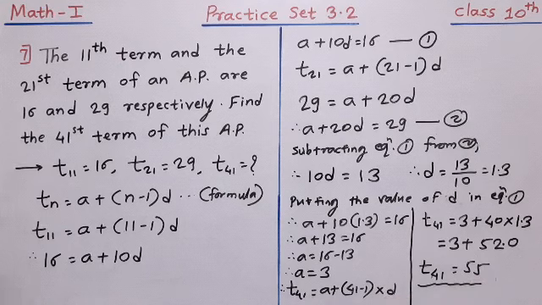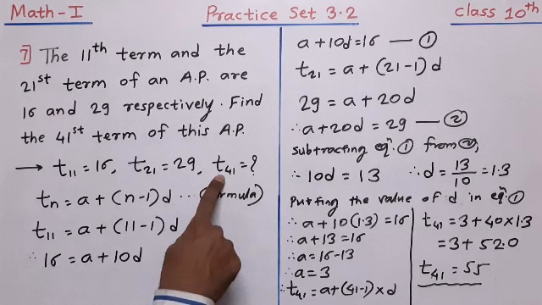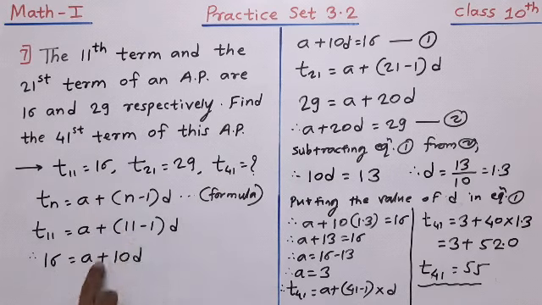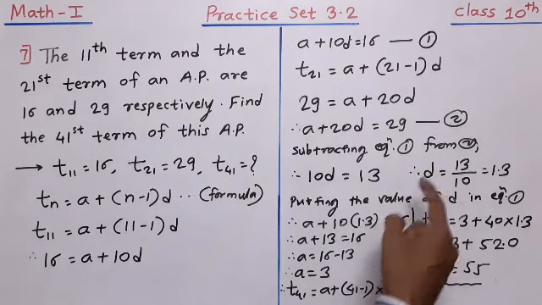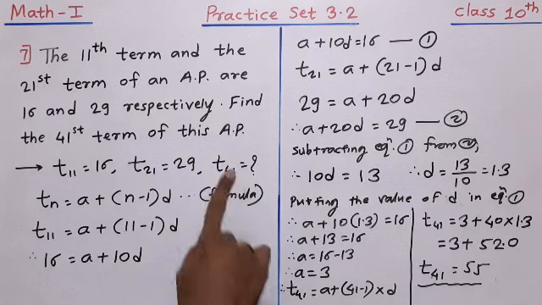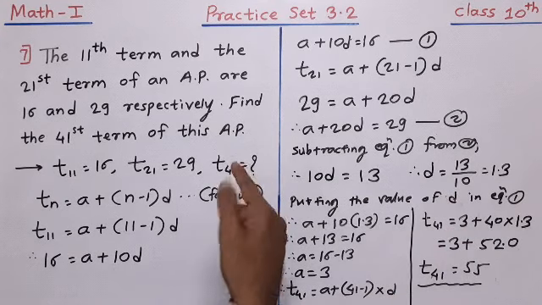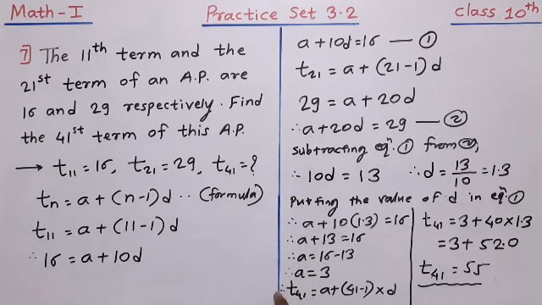So I hope that you must have understood how to get any term if two terms of an AP are given. See the question here, two terms are given and we have been asked the 41st term. Using these two terms, we get two equations by using this formula. Solving those two equations, you get the values of a and d. Once you get the values of a and d, write the formula for the term that you have to find out using the same original formula, and just put the values of a and d. You get that term that you have been asked in the question. Is that clear?